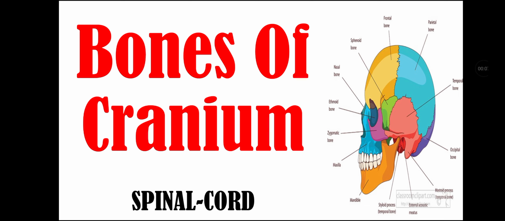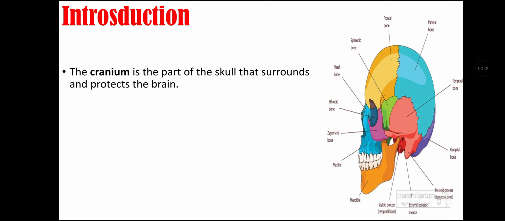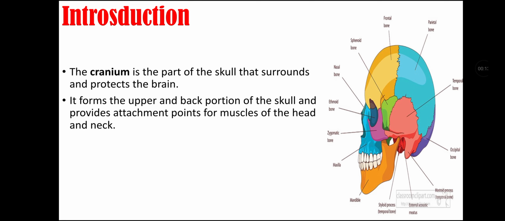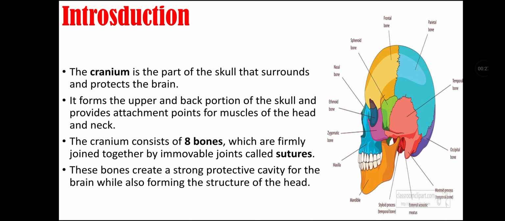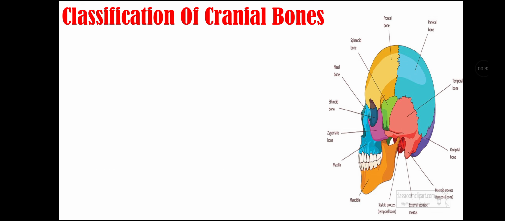So let's start our topic with introduction. Cranium is part of skull that surrounds and protects the brain. It forms the upper and back portion of skull and provides attachment point for muscles of head and neck. Cranium consists of 8 bones which are firmly joined together by immovable joints that are called sutures. These bones create a strong protective cavity for the brain while also forming the structure of the head.